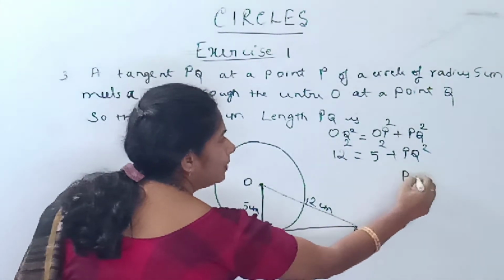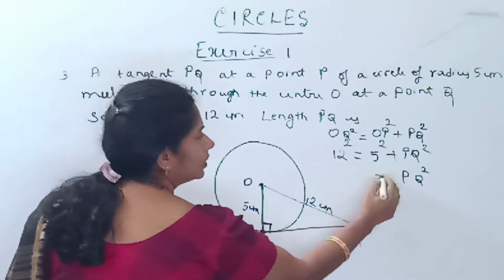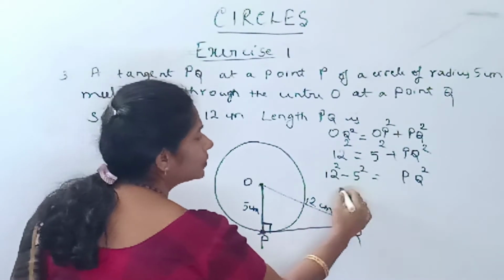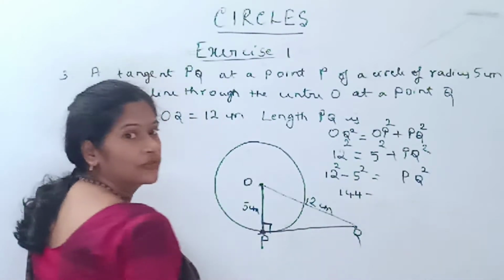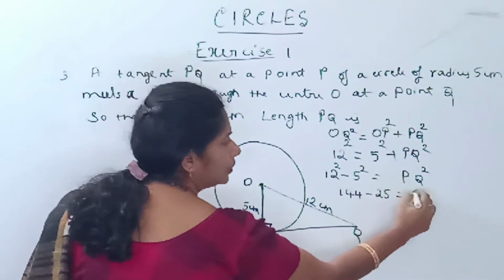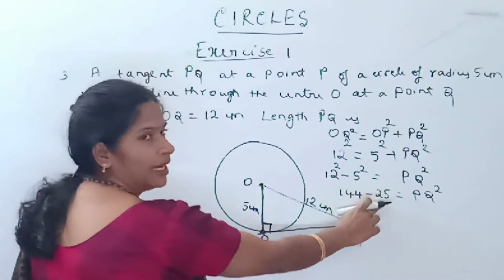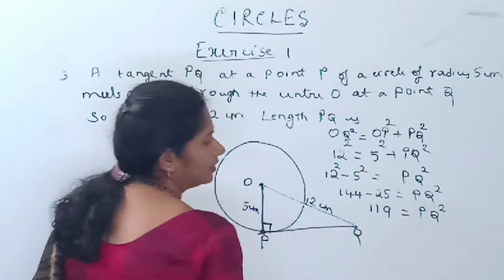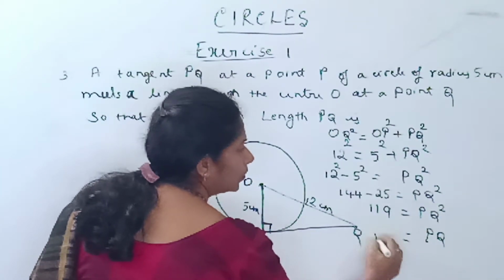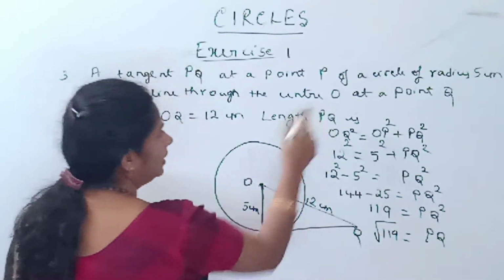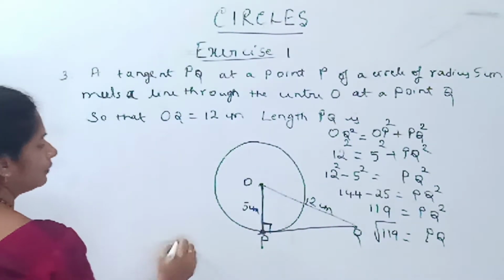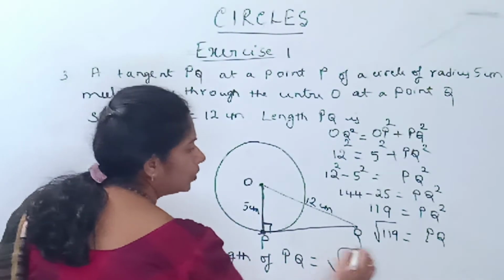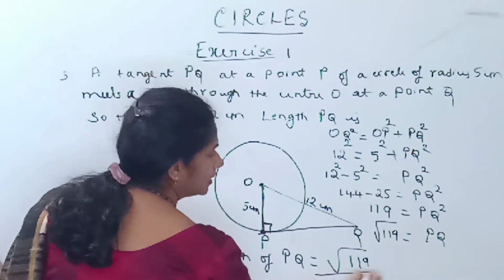Now we have to find the PQ square value. So PQ square equals 12 square minus 5 square. 12 square is 144, minus 5 square which is 25, equals PQ square. 144 minus 25 is 119, equal to PQ square. So the PQ value is root of 119. So what is the PQ value, children? The length of PQ is root of 119 centimeters.